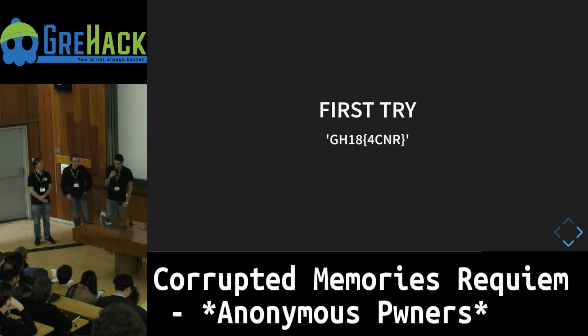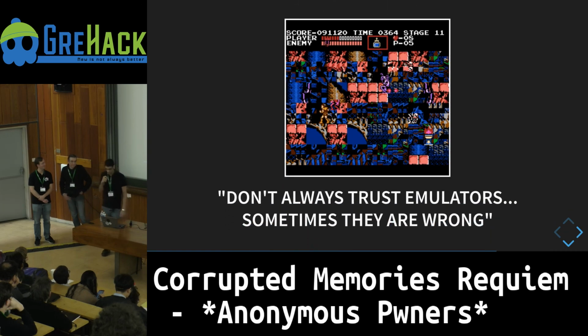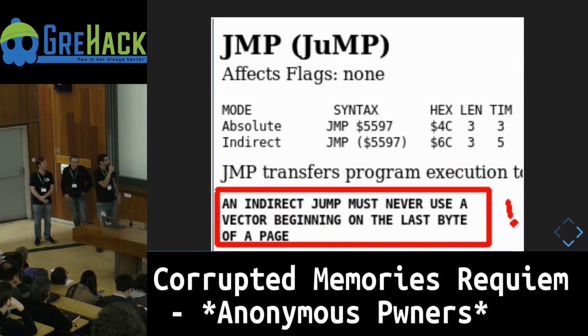What did we do wrong? The GreHack website gives us a hint: "Don't always trust emulators. Sometimes they are wrong." Okay, here's the funny subtlety I was talking about. This challenge's source code makes extensive use of indirect jumps. And if you RTFM for the jump instruction on 6502.org, you will see the following: an indirect jump must never use a vector beginning on the last byte of a page. And guess what? This challenge does exactly that.